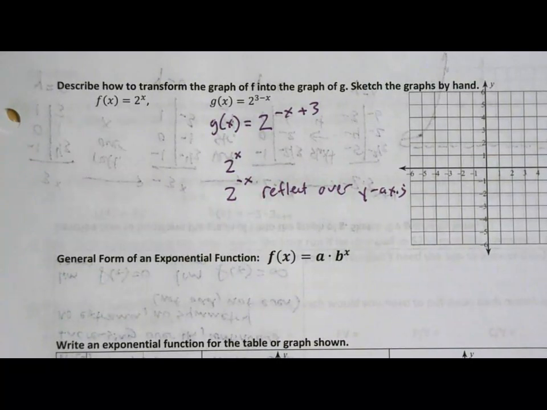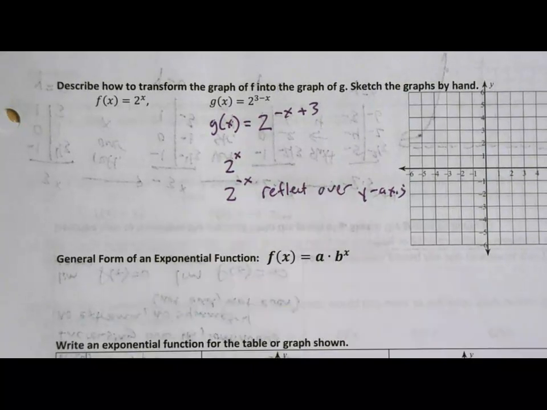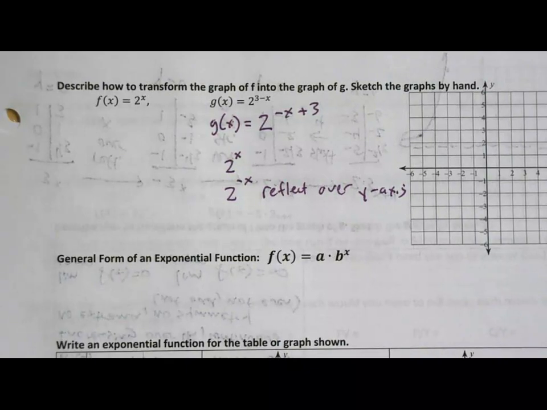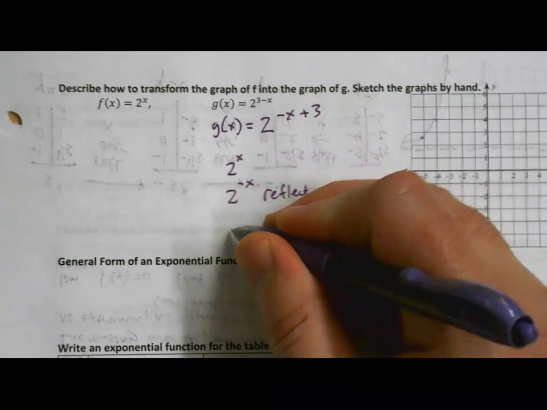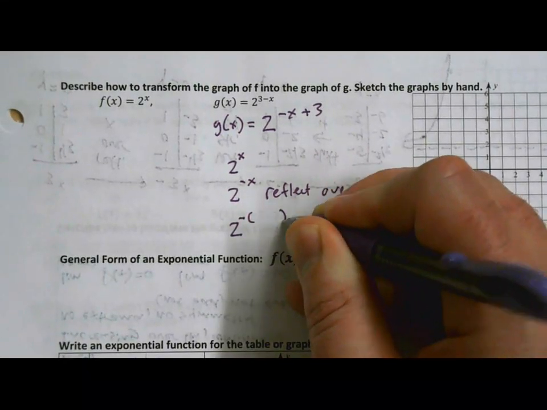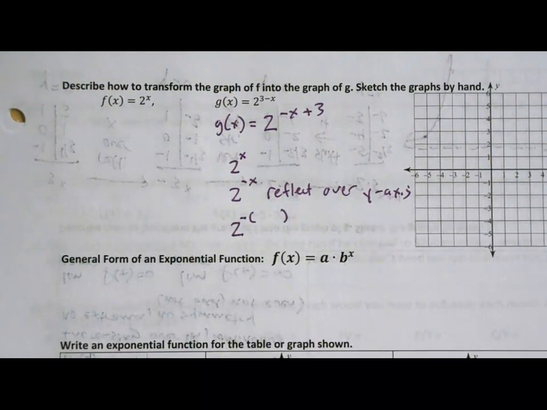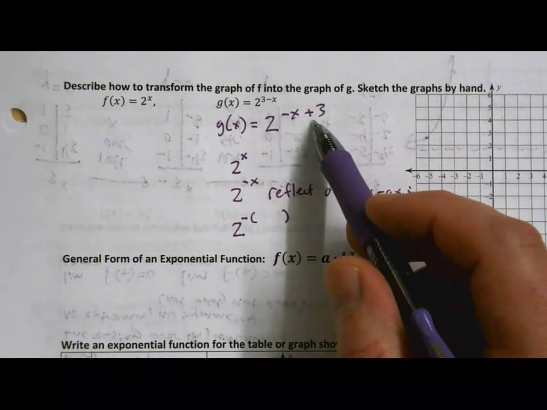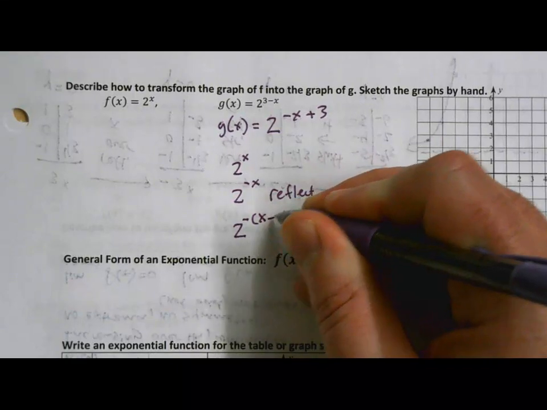Okay. And then what? How am I going to get that plus 3 on there? Add 3? We can't just add 3. Remember, with anything horizontal, we have to pull the x out, do something to it, and then replace the x with that thing. So I'm going to actually have to replace it with x minus 3.